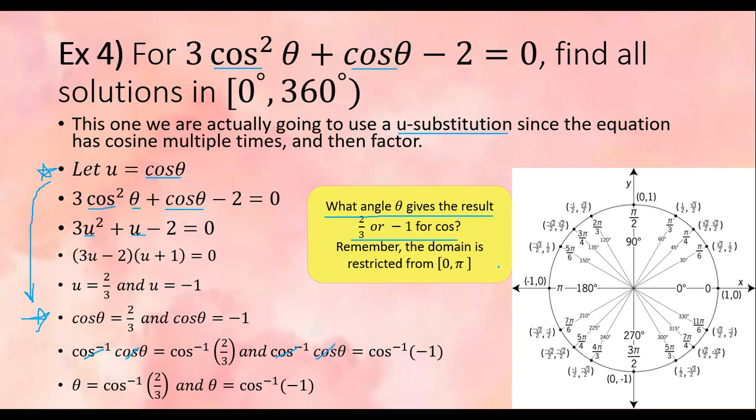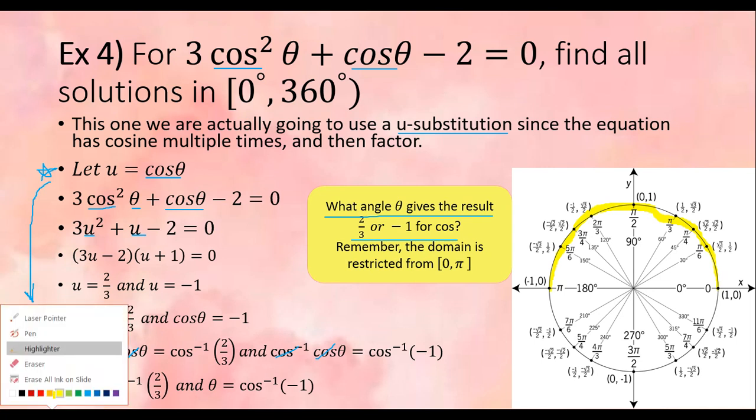But I do have -1, and we have a restricted domain from 0 to pi. But we're also finding all of the solutions. So let me draw my restricted domain really quick. 0 to pi, so this is 0 degrees. We're at pi over 2 and pi, so we're looking for where is this going to happen?